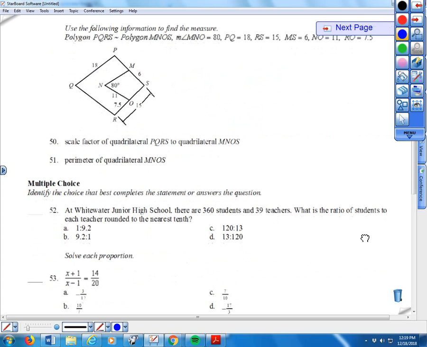Okay, use the following information to find the measure. Polygon PQRS is similar to polygon MNOS. The measure of angle MNO is 80. They've already written that in. PQ is 18, they've written that. RS is 15, MS is 6, NO is 11, and RO is 7.5. So what is the scale factor? And it says PQRS to MNOS, so PQRS is going to go on top.